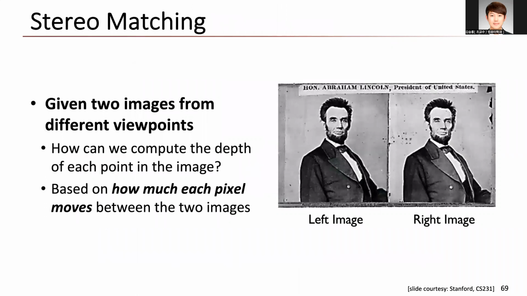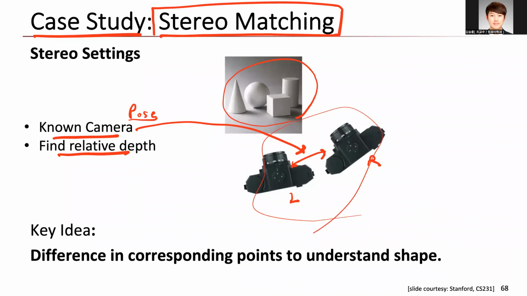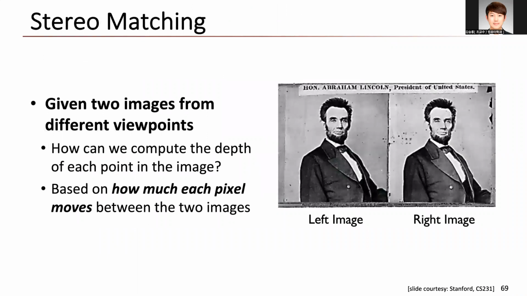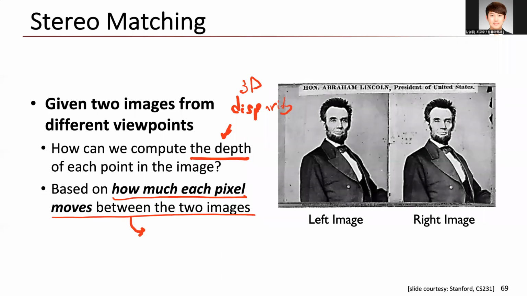So stereo matching means, given two images from different viewpoints, like this, how can we compute the depth of each point in the images? How can we compute the depth, or disparity, or 3D information of each pixel based on how much each pixel moves between the two images, left image and right image? This is the stereo matching problem.